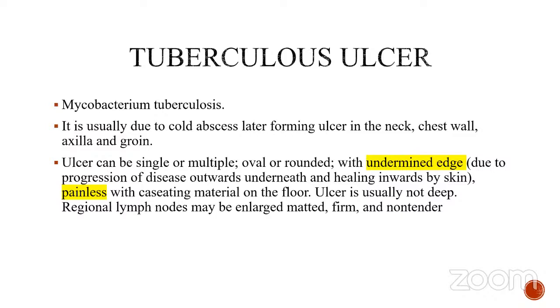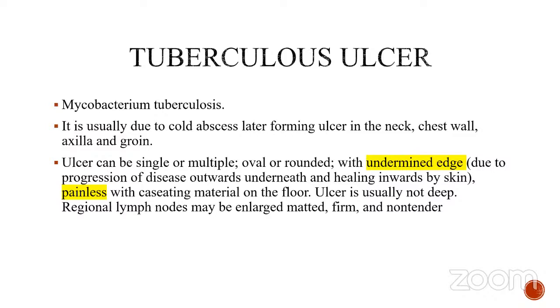Here, this ulcer can be either multiple or single, and the shape can vary from oval to rounded. But the important feature is that a tuberculous ulcer always has an undermined edge. As we discussed during the edge session, the healing will happen at the level of the epidermis. At the level of the skin, we can see healing, whereas a deep ulcer will keep going deeper and deeper. That gives it this typical undermined edge. And this will be painless. Cheesy caseating material can be seen on the floor. The ulcer is usually not very deep, and regional lymph nodes can be enlarged and matted, firm and non-tender.